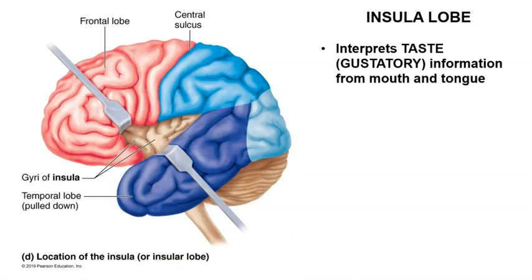There's also a fifth lobe that is deep within the cerebrum that's called the insula or the insular lobe. It is found deep to the junction between the frontal, parietal, and temporal lobes. The insula functions to interpret taste, which is also known as gustatory information, from the mouth, the throat, and the tongue.